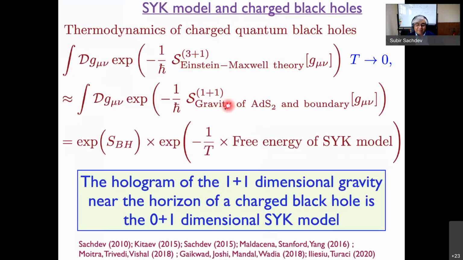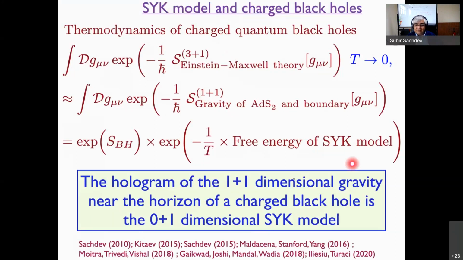And so the hologram of a 1+1 dimensional gravity is a 0+1 dimensional model, 1 dimension lower, and that in fact turns out to be exactly the SYK model, the low energy theory of the SYK model. The gravity theory of this boundary graviton, the short chain I've shown you, is in fact exactly this theory. So you can start from the SYK model, or you can start from the Einstein-Maxwell theory and end up with the same theory in between.